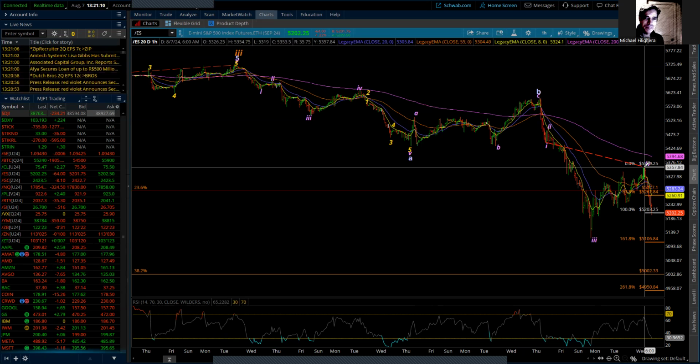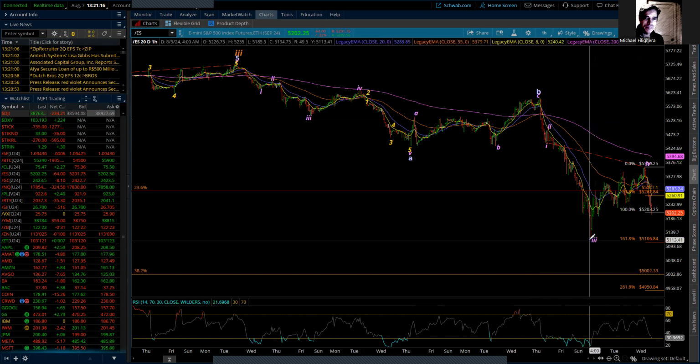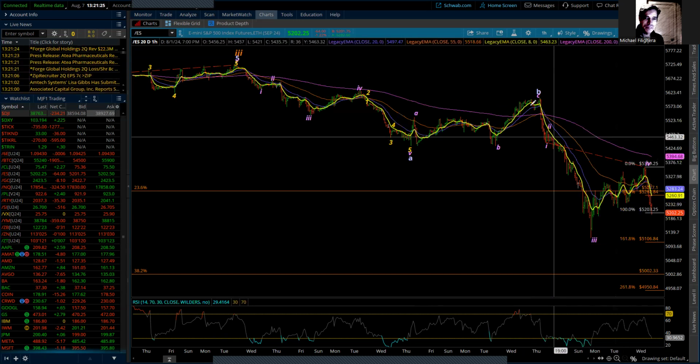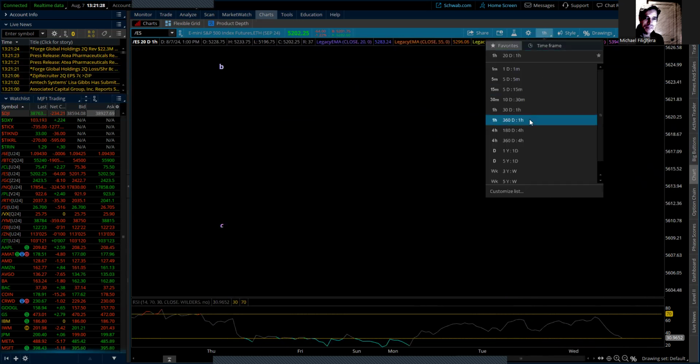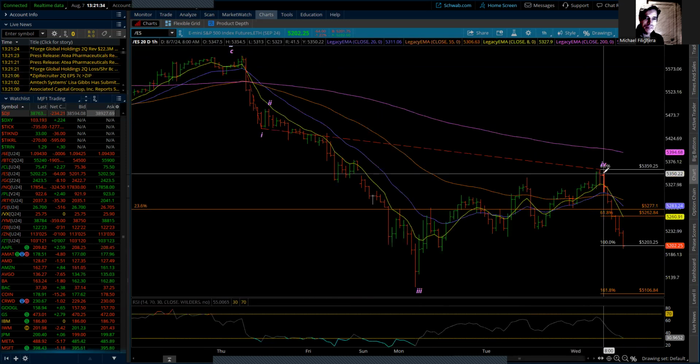Now, the alternate count is that this is 1 of C, and this is 2 of C, and we're entering into a third. Let me open this up now and look. So really, at 11 a.m. Eastern, the options flows changed, and the puts and the calls both were getting sold, and so that pushed the flows down.